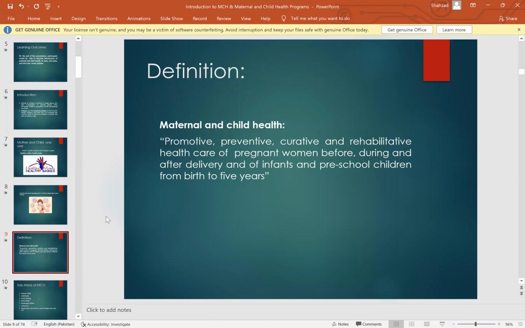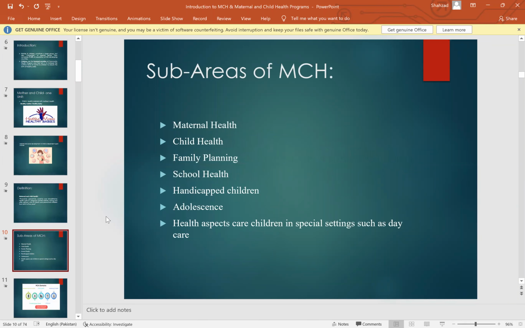By definition, maternal and child health is promotive, preventive, curative, and rehabilitative health care of pregnant women before, during, and after delivery, and of infants and preschool children from birth to 5 years. Sub-areas of MCH include maternal health, child health, family planning, school health, handicapped children, adolescents, and health care of children in special settings such as daycare.